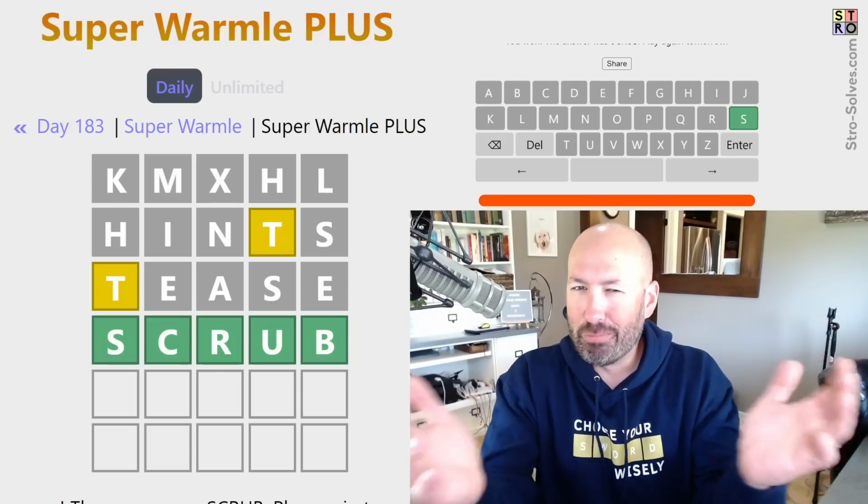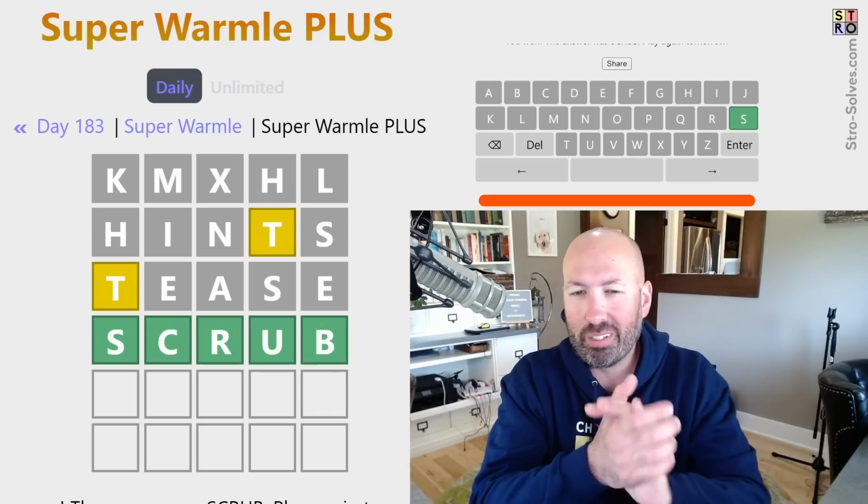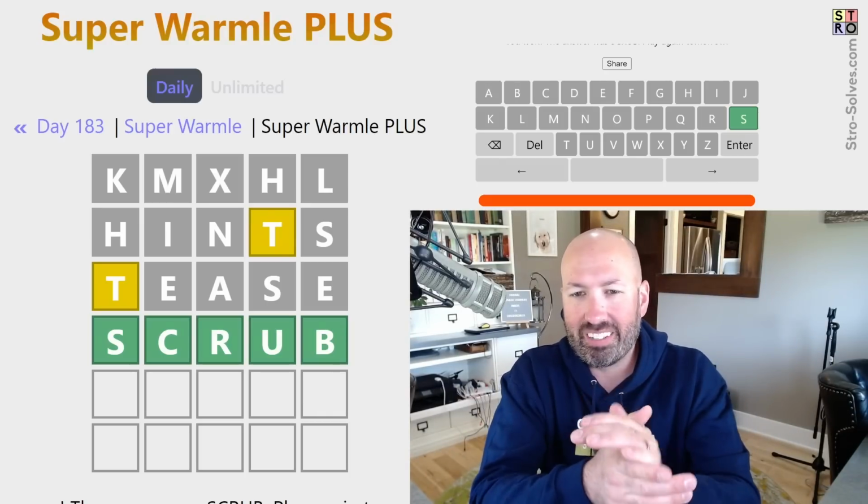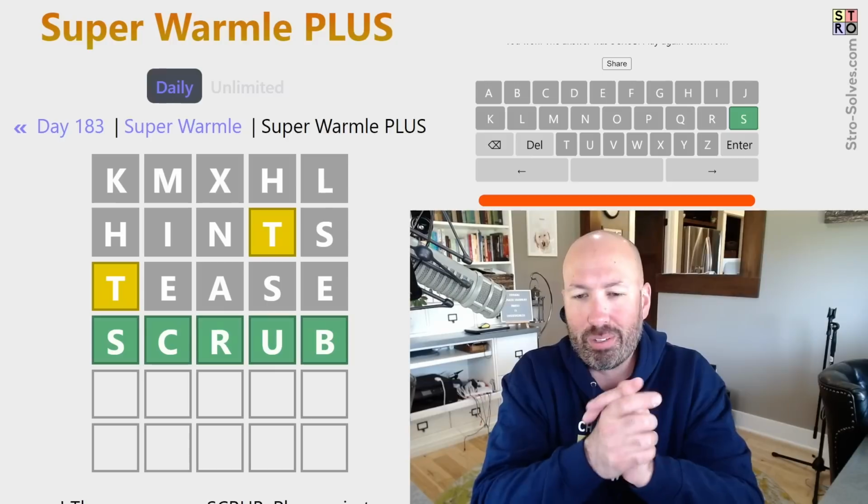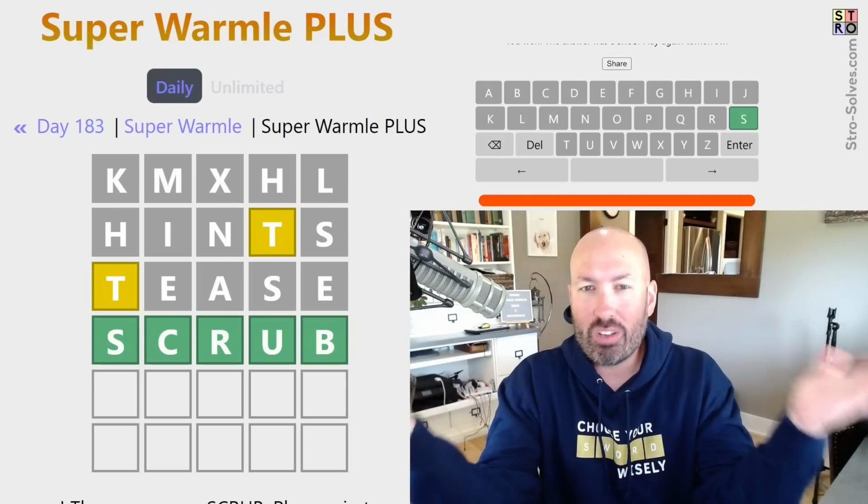So, I feel like I had some lucky guesses on the Super Wormel and the Super Wormel Plus, but I guess that makes up for all the bad luck I was having on the regular Wormel. So, there you go, that was today's Wormels.